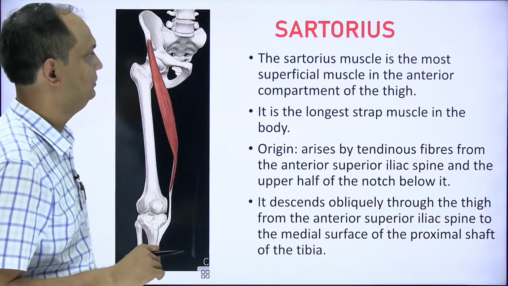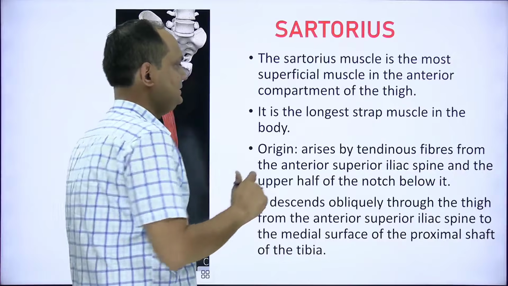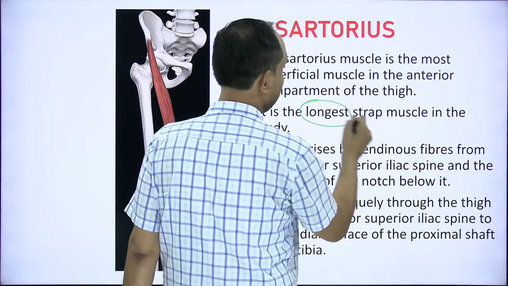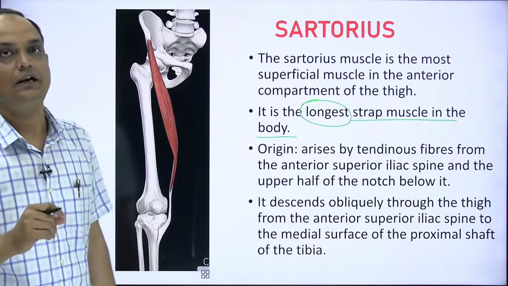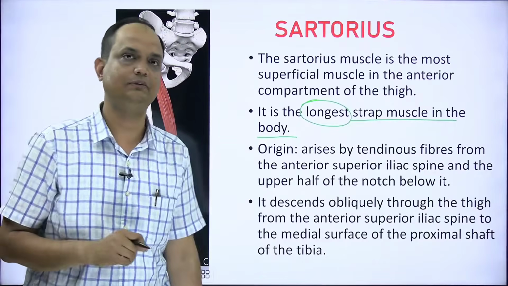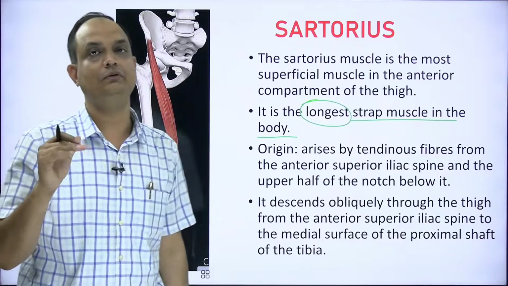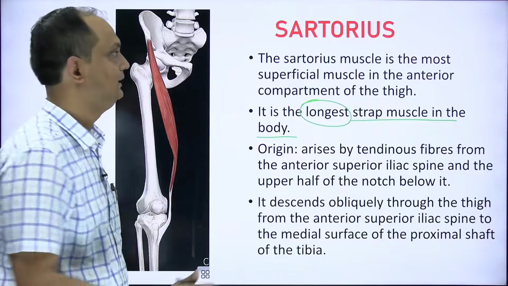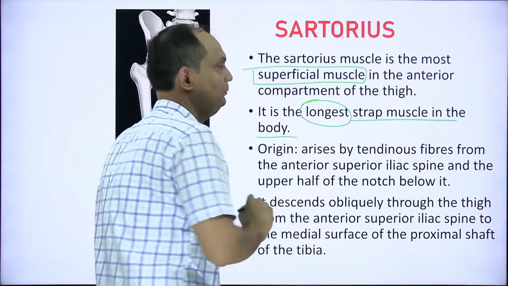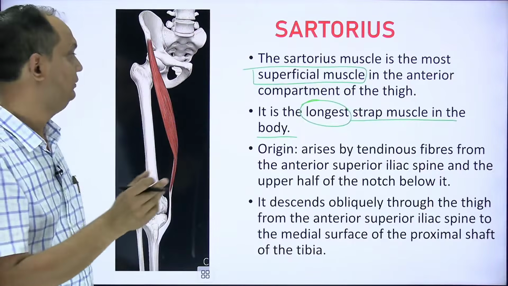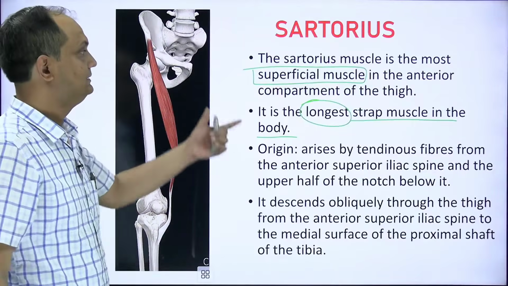So first is the Sartorius. The most important question about the Sartorius is that this is the longest strap muscle in the body. So you have this one-liner question: name the longest strap muscle of the body. The answer is Sartorius. Now when you do the dissection, you will realize that this muscle is superficially placed. When you remove the skin and deep fascia, immediately you will find a long strap muscle and it is the Sartorius.